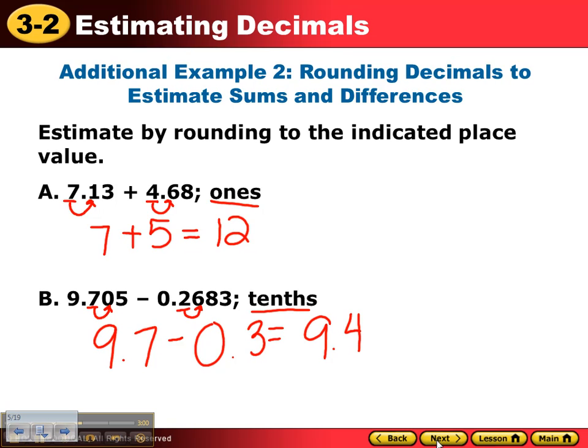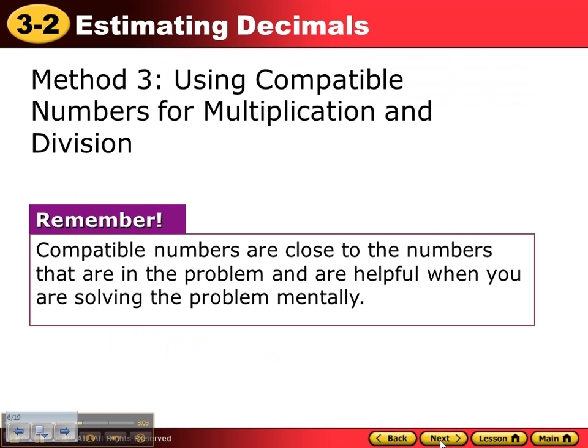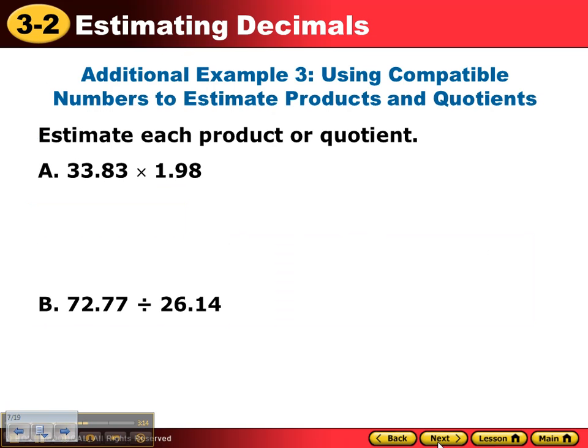Moving on, let's talk about our third method. We have something called compatible numbers. That's what I'm going to use for multiplication and division. Compatible numbers are close to the number, but are going to be more helpful to solve the problem mentally. So I'm looking for numbers that are easier. If I have 33 and 83 hundredths times 1 and 98 hundredths, that's kind of hard to do in my head. But I know that 33 and 83 hundredths is really close to 30. And 1 and 98 hundredths is really close to 2. I can do 30 times 2 really fast in my head. That equals 60.